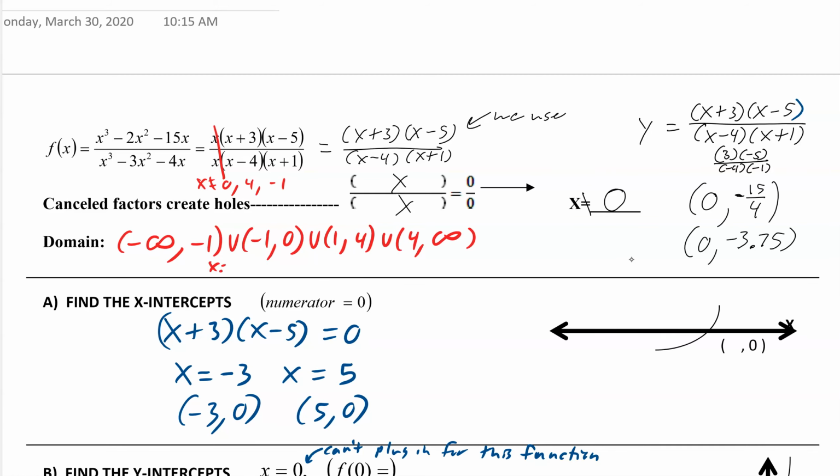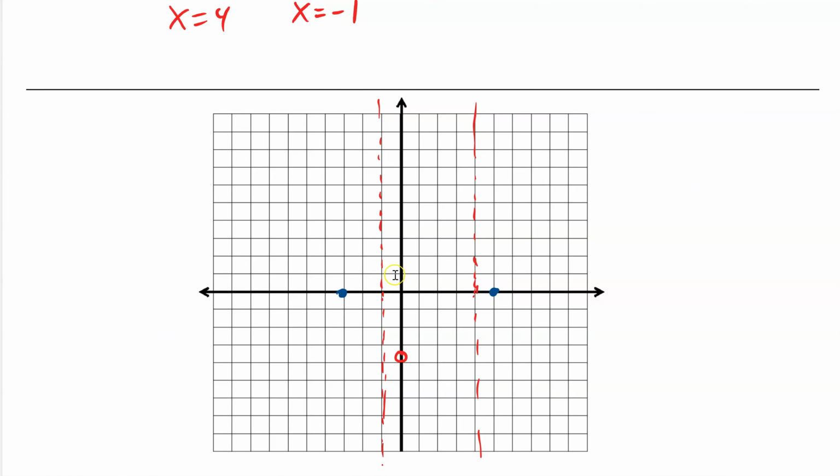So we have our x can't be negative 1. Our x cannot be, see, I wrote it wrong, 0. Negative 1 to 0. And then 0 to 4. Sorry about that. x can't be 0. And then x cannot be 4. So those were the three that we had. Can't be here, can't be here, can't be there. That's our domain. And so that's what we're graphing here in red.